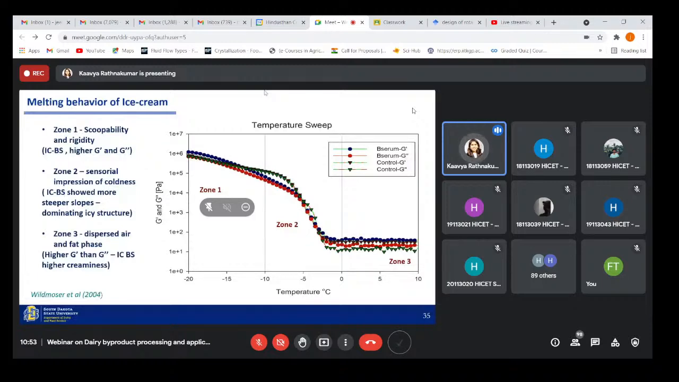So the hardened ice cream was taken and analyzed for melting behavior using a rheometer, with an oscillatory analysis using a temperature sweep test. The temperature in the rheometer was ramped from -20 to 10 degrees Celsius.